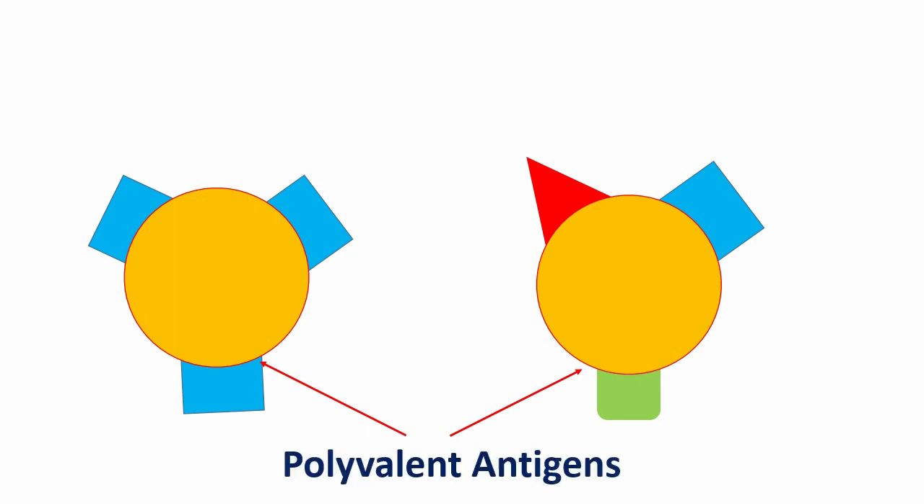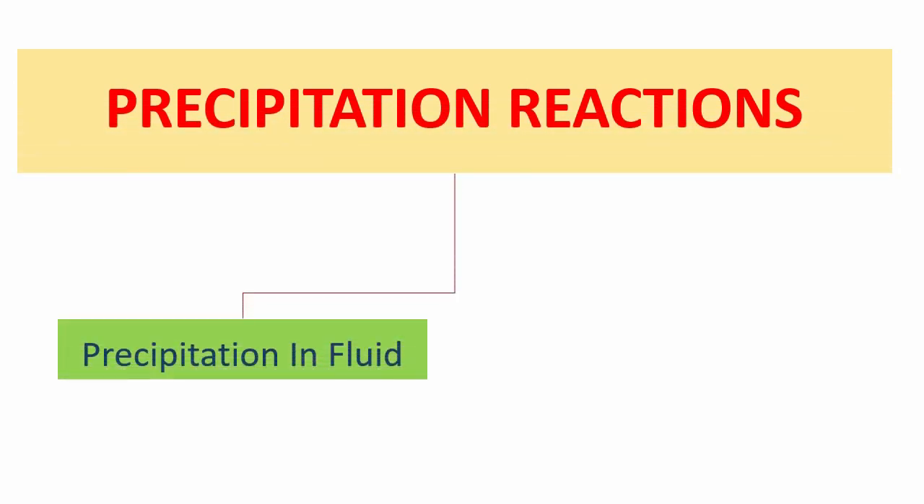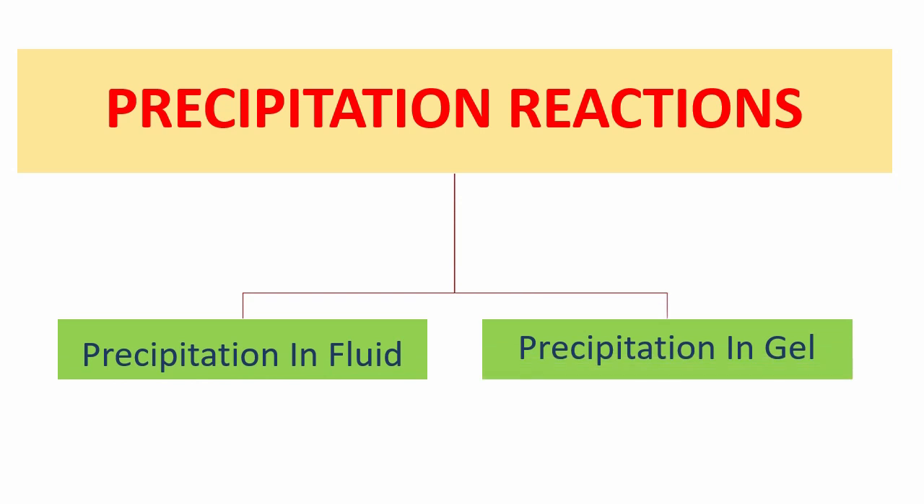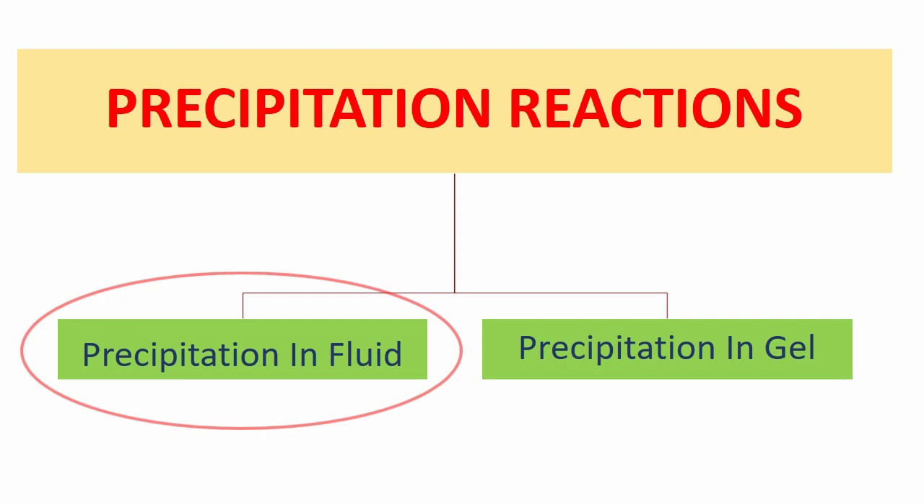So what is the meaning of polyvalent? Polyvalent means an antigen should contain different types of epitopes to bind with different types of antibodies which are included in polyclonal antisera. Some precipitation reactions can occur in fluid and some can occur in gel. Today we are going to study the precipitation reaction which occurs in fluid. I will explain the precipitation reaction in gel in another video.